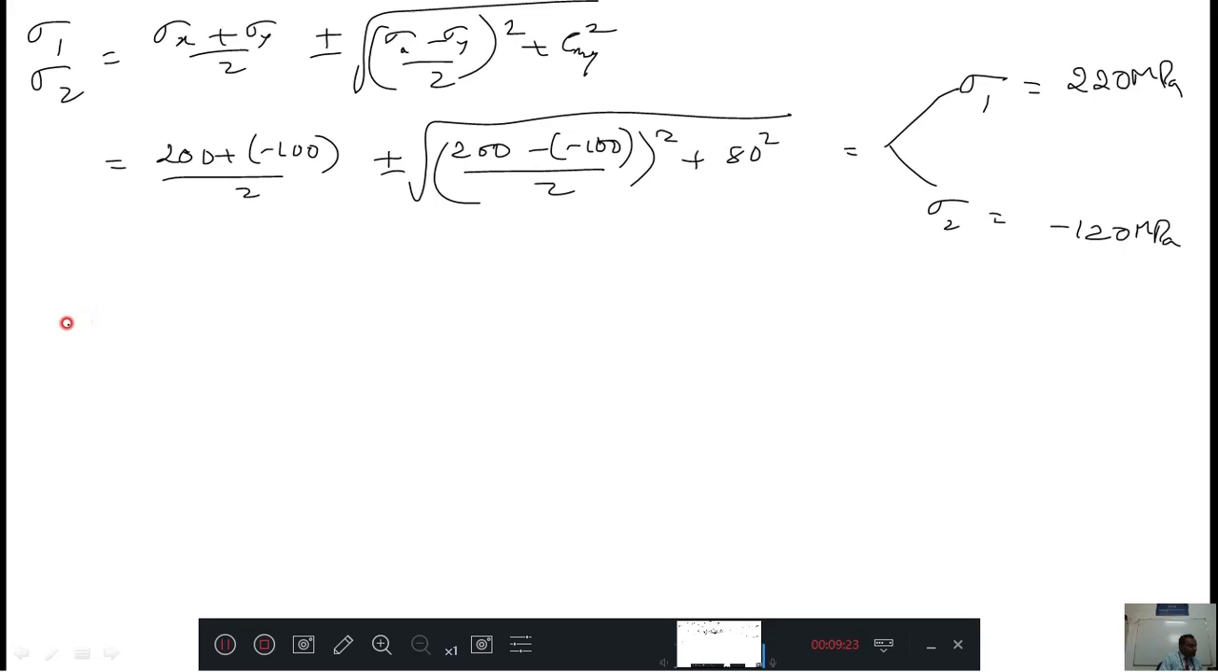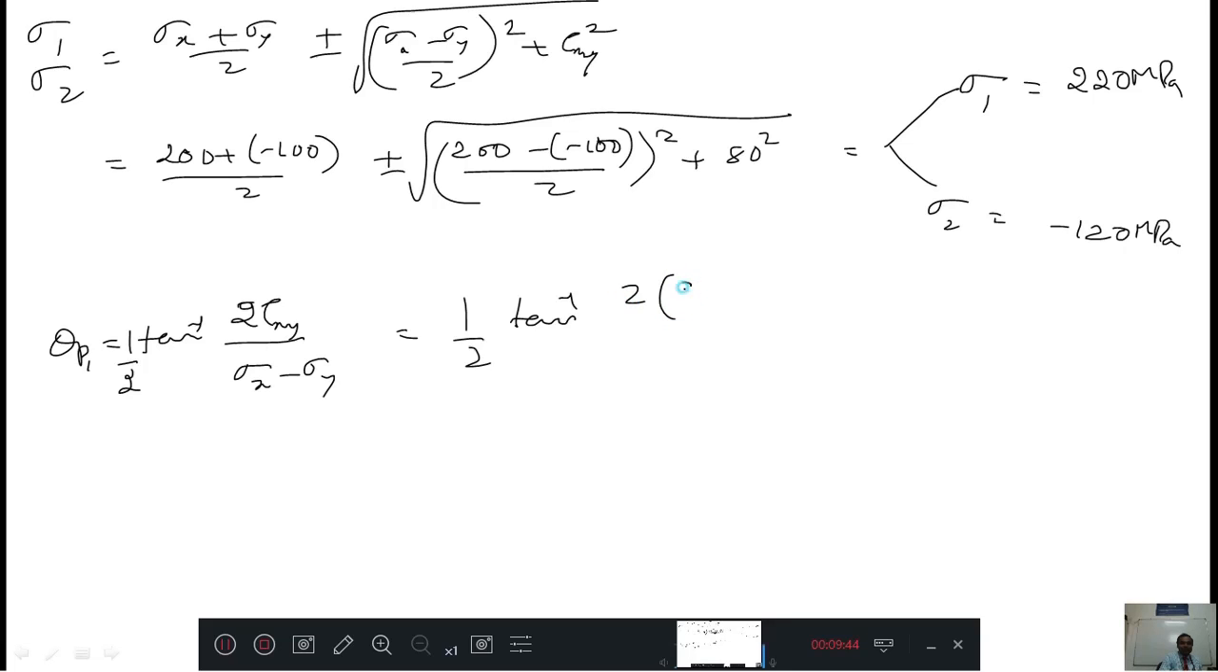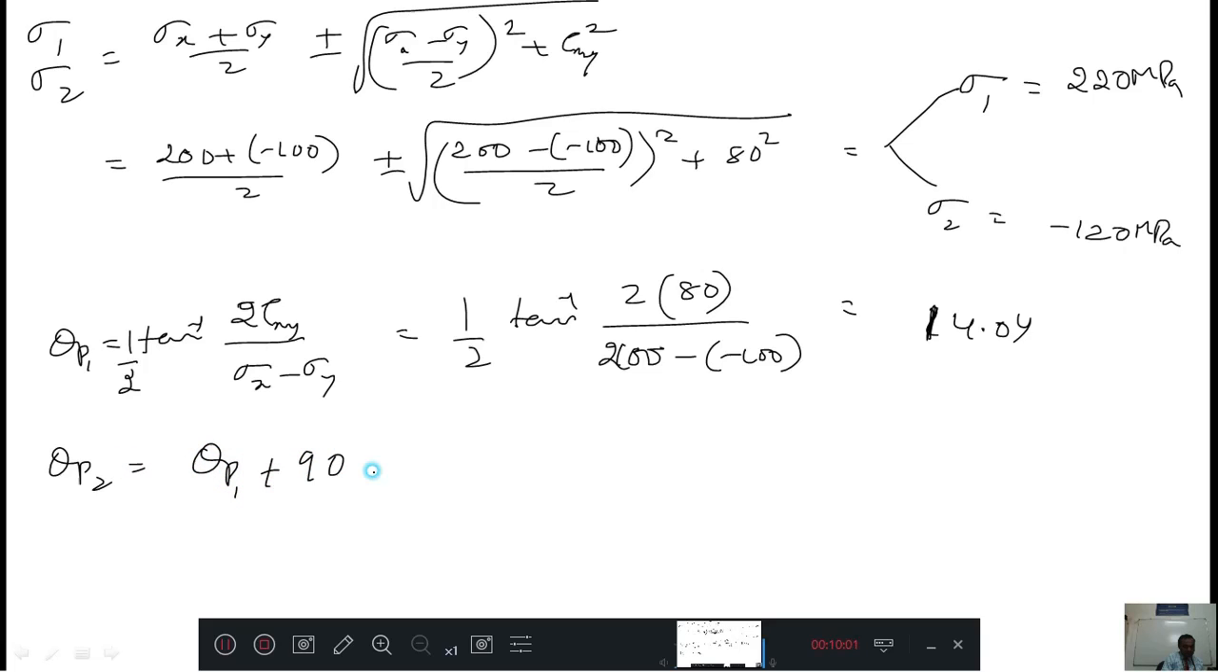Okay now? Then orientation you want: theta p1 equal to 1 by 2 tan inverse of 2 tau xy divided by sigma x minus sigma y, that is 1 by 2 tan inverse 2 into 80 divided by 200 minus of minus 100. This answer you will get is 14.04, theta P1. Then theta P2 will be equal to what? Theta P1 plus 90 degree. That answer you are going to get is 104.03.